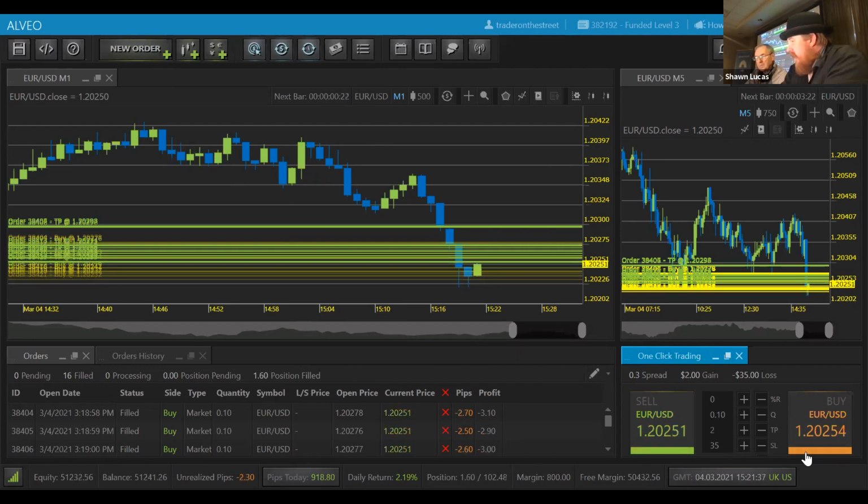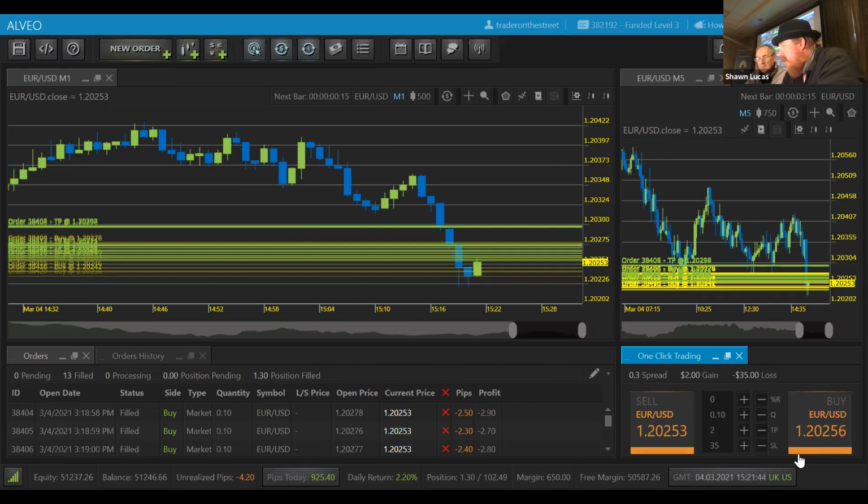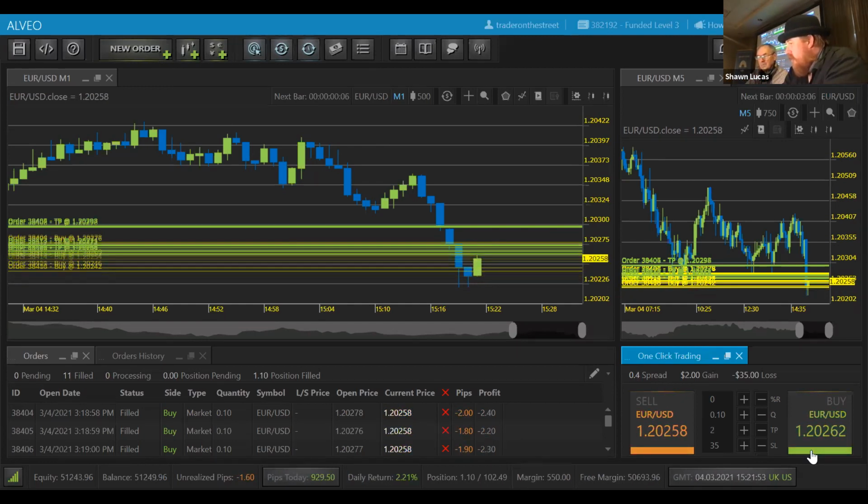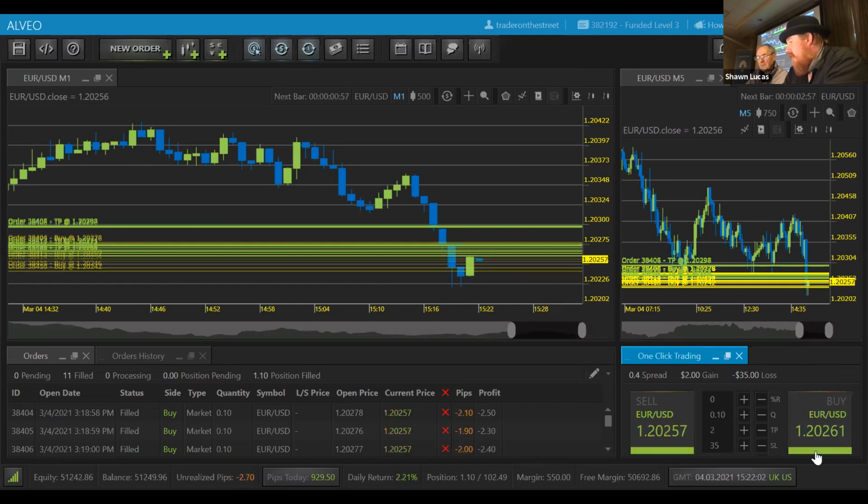So there we go. We've got a nice little pop hitting some of our targets. Beautiful. A little bit more, and we start to really build into some nice profit on that trade. There's pressure on it. Yeah, those sellers are definitely wanting to put some pressure on that euro dollar.